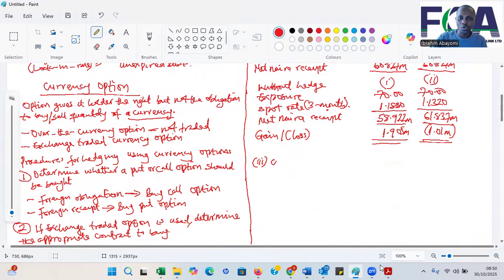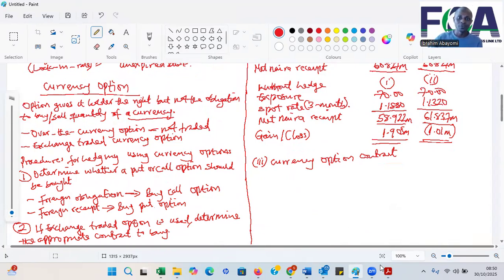We want to use currency option contract. But don't forget, this is over the counter. I told you we have exchange traded, we have over the counter. Over the counter is very easy to do than exchange traded. So exchange traded could be nasty really, but that is not to scare you.